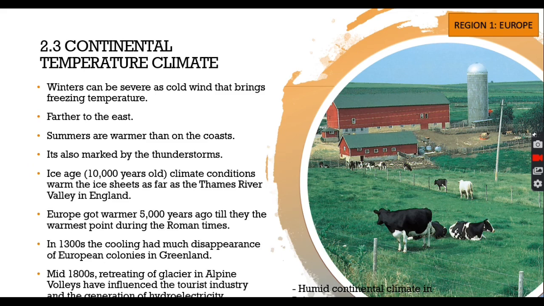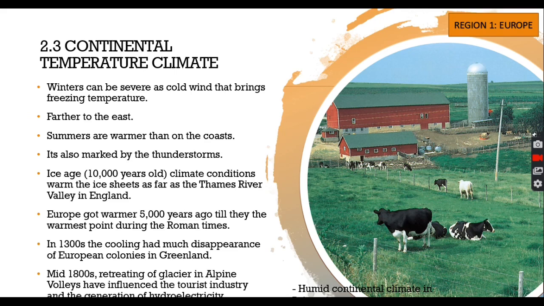Next is the continental temperate climate, which is the last climate, and a simple one. This climate is found in Central and Eastern Europe, where winters can be severe and cold, bringing freezing temperatures, especially farther to the east. Summers are warmer than on the coast, and always marked by thunderstorms.